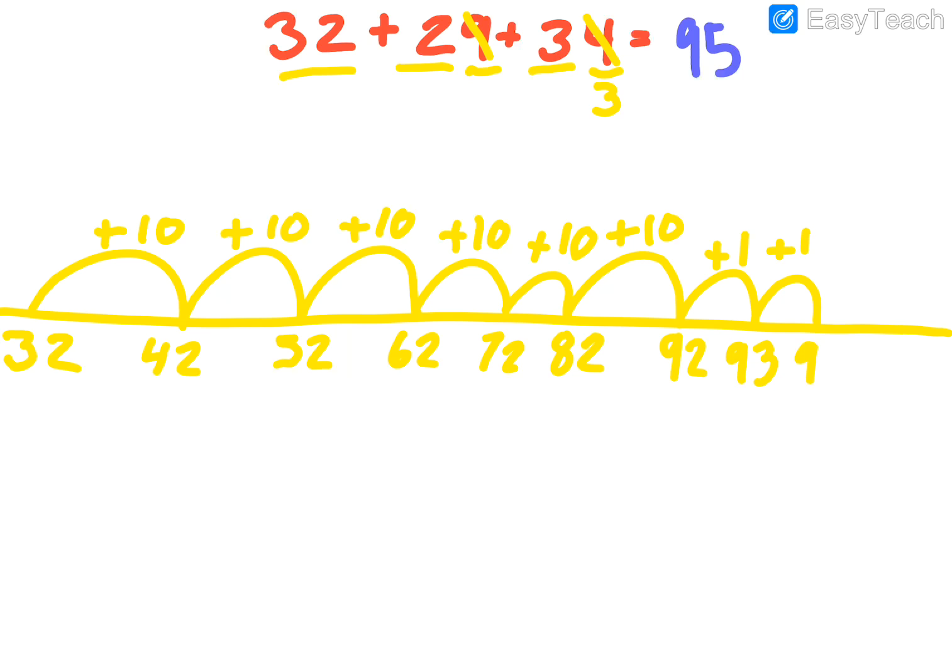2, 94, and 3, 95. Is this the same answer as this? Then that means we've done it correctly.